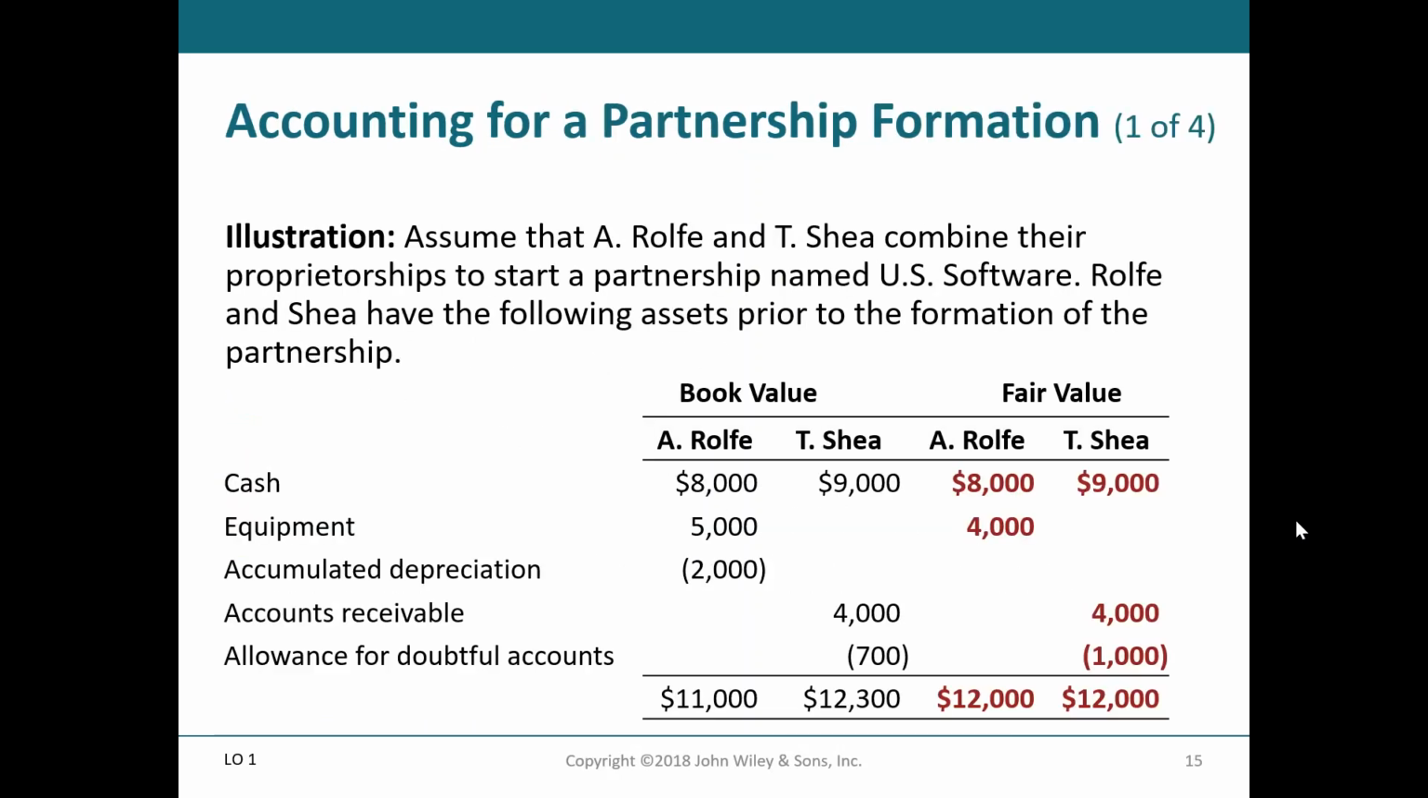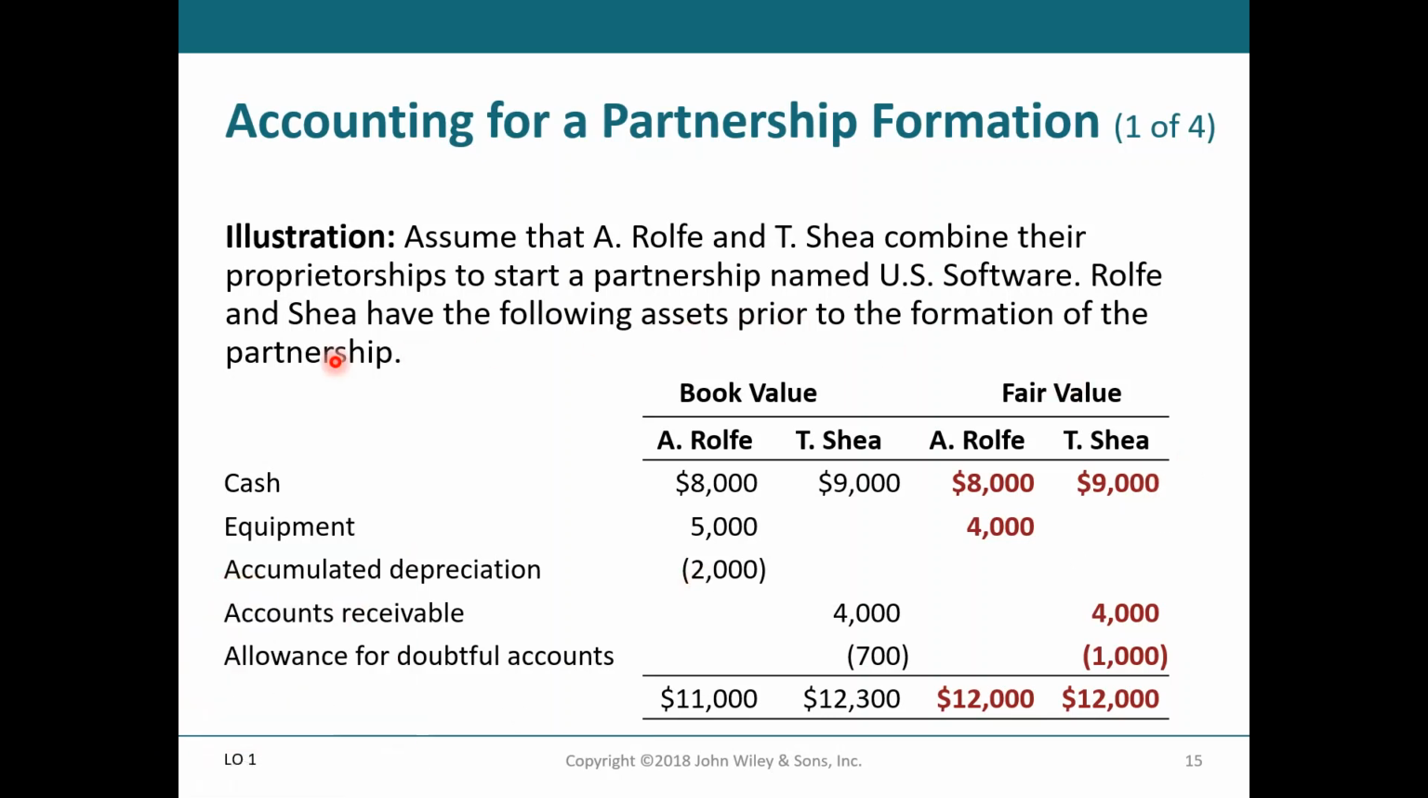So here we have an illustration, Rolf and She. Assume that Rolf and She combined their proprietorships to start a partnership named US Software. Rolf and She have the following assets prior to the formation of the partnership.